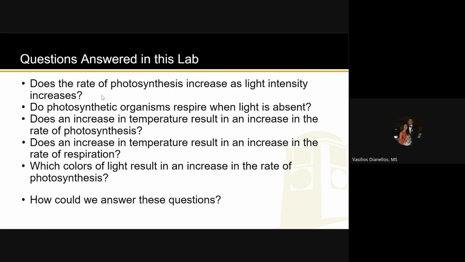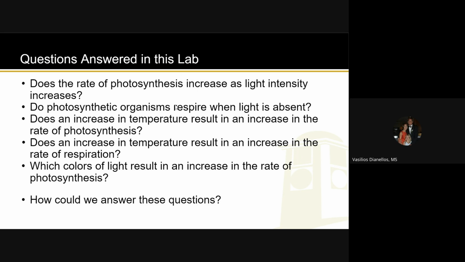The next word for attendance is going to be lab. Right there, you can see it. In this lab, we are answering a number of questions. The first one is, does the rate of photosynthesis increase as light intensity increases? So we're asking, does the amount of light affect the rate of photosynthesis, in one of the experiments. And the other one: do photosynthetic organisms respire when light is absent?